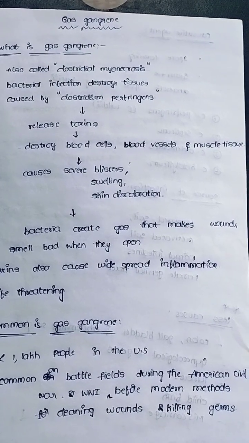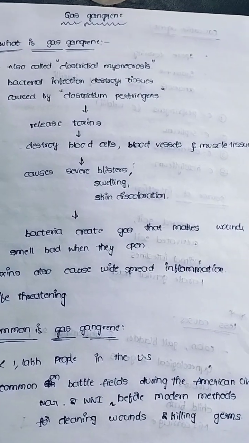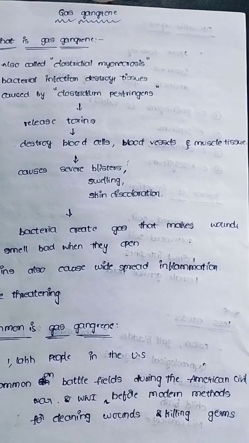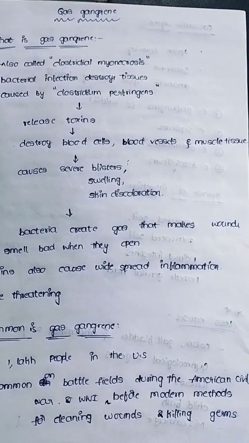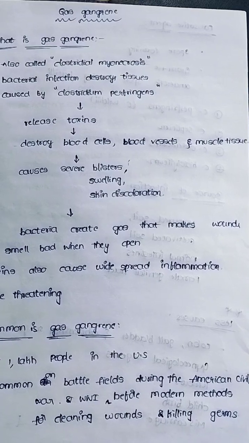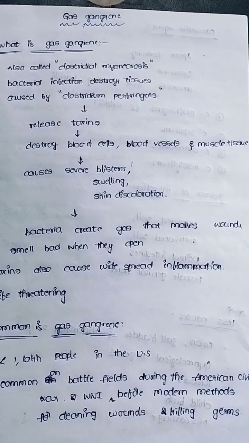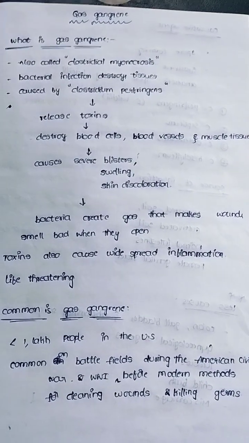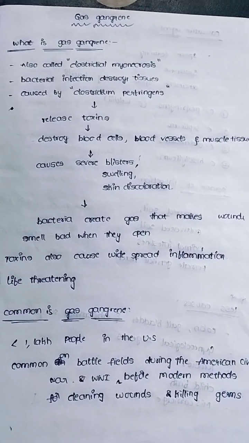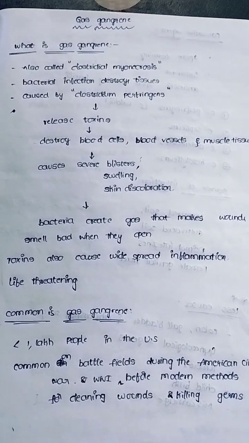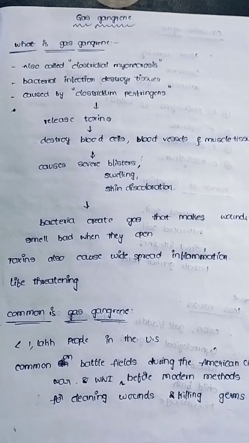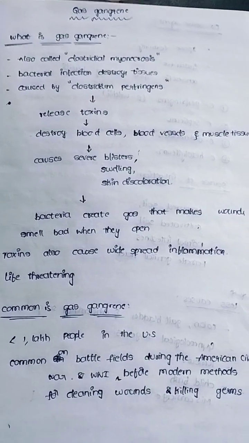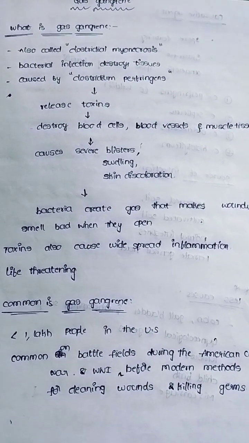This bacteria releases toxins which enter into blood vessels, blood cells, and muscle tissue, which causes skin discoloration, swelling, and skin blisters. The bacteria also create a gas that makes open wounds smell bad. So this is all about how it is affected. These toxins also cause widespread inflammation, which is highly fatal.